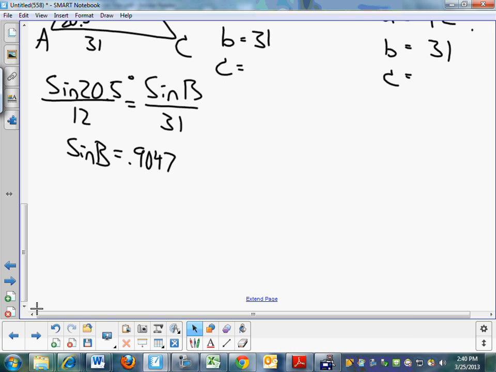Sine of B equals 0.9047. Can somebody inverse that, see what you get? B equals what?